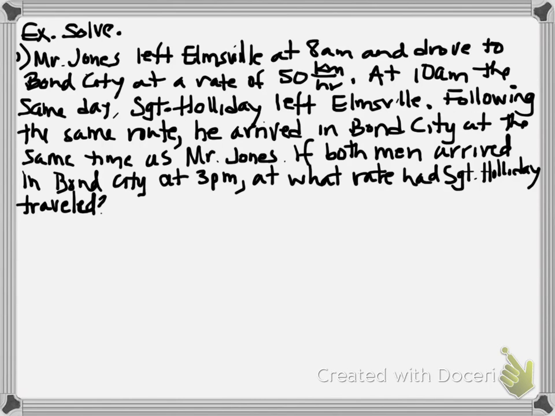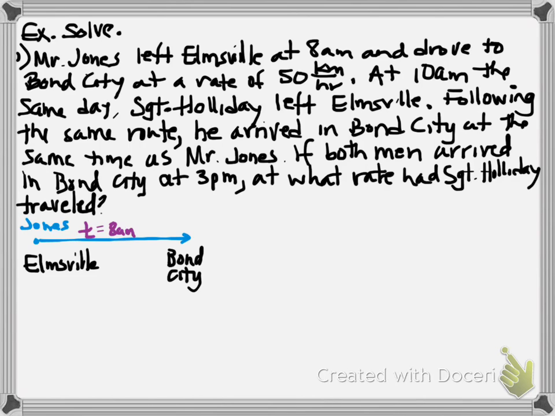First thing I'm going to do is draw a diagram of it because I want to figure out, are the distances the same or do the two distances add up to equal something else? So the two main spots are Elmsville and Bond City. We have Mr. Jones. They tell me that he had a particular time. He left at 8 in the morning. When did it say he got there? He got there at 3 p.m.